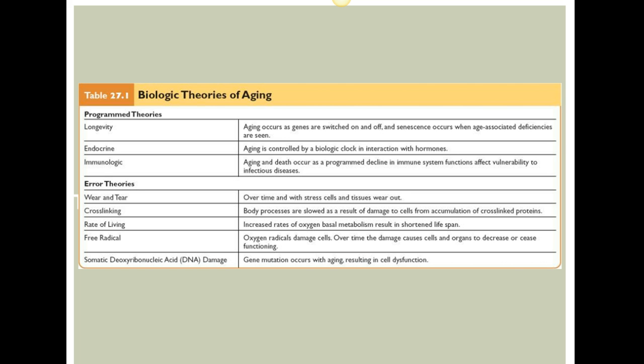So these are the biologic theories of aging. Biologic theories focus on aging as it relates to the cells, tissues, and organs, and what occurs during the aging process. The programmed theories look at physiologic mechanisms, versus the error theories, which look more at random cellular damage.